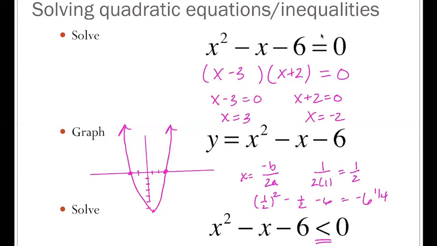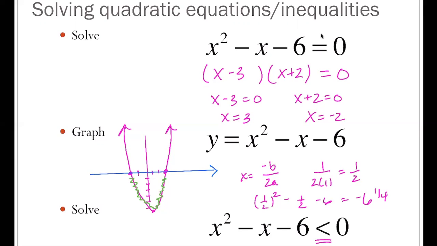So what you're doing is you're comparing your quadratic to the x-axis. So I'm going to draw a blue line here for our x-axis. So we're going to say, okay, where is it less than 0? Where is it below the x-axis? So if I'm looking at that, all of this part right here is below the x-axis.